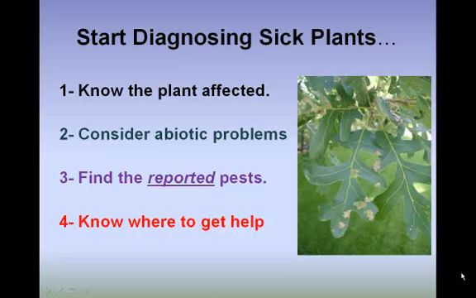Okay, so just in review, if you do have a plant problem, know the plant that's affected, consider those abiotic or physiological issues, find the reported pests of that plant, and that's going to be a lot fewer options than that 800 plus problems in that book that I showed at first, and then know where to get help, and hopefully you do now.